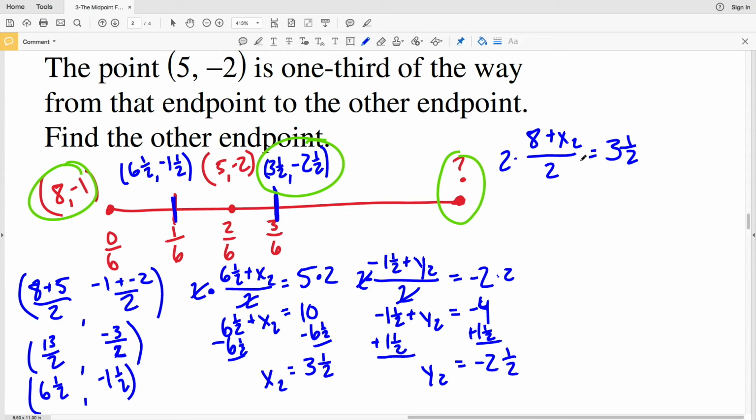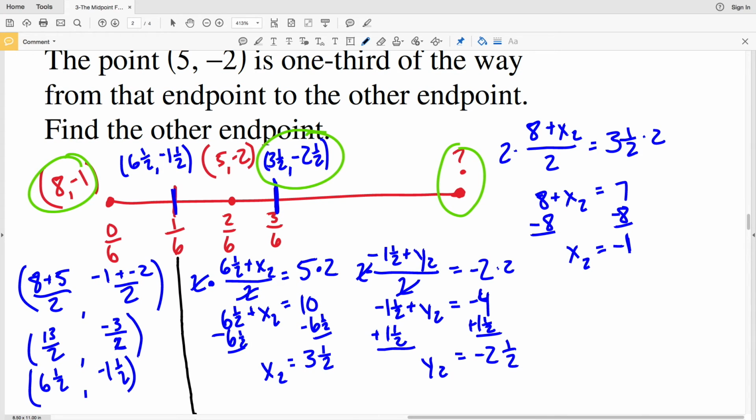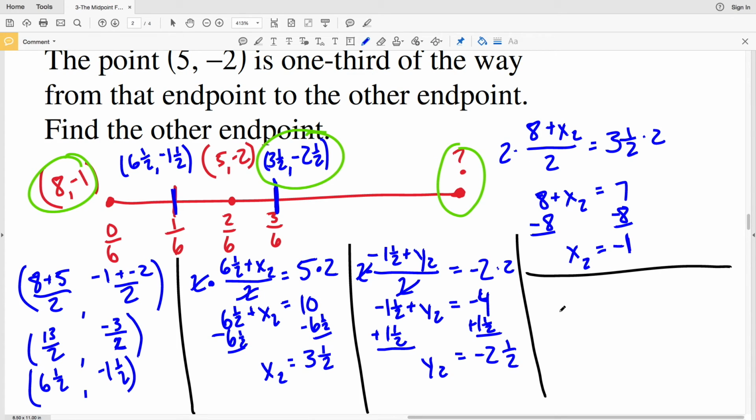I'm going to multiply both sides by 2. My 2's will cancel out, so I'll have 8 plus x sub 2, and that's going to be equal to 3 1/2 times 2, which is 7. When I subtract 8 from both sides, I get that x sub 2 equals a negative 1. And let me really quick draw lines to break up my work, so that makes it a little easier to read. So now let's solve for y.